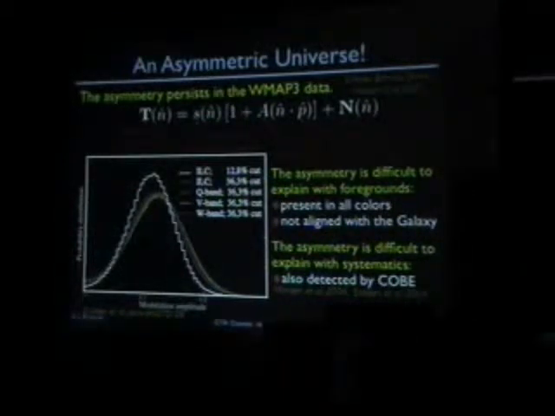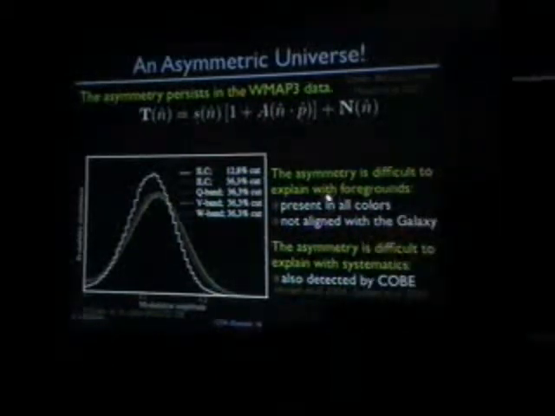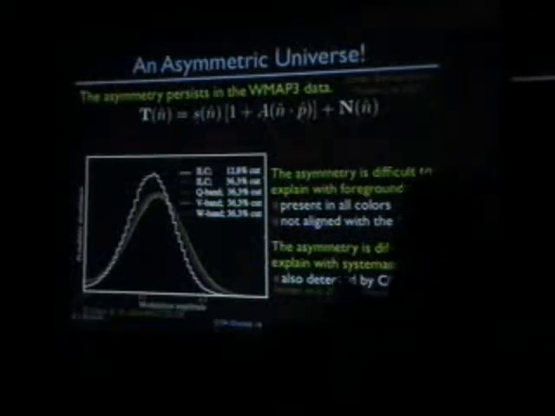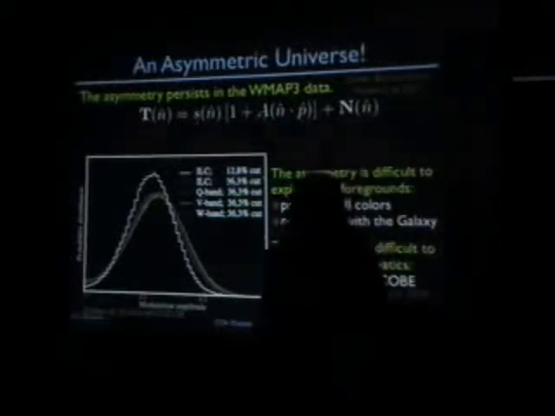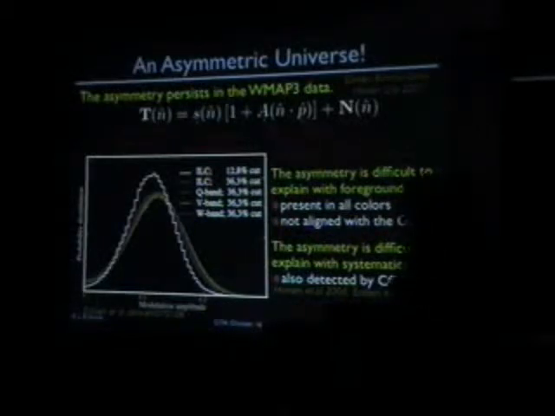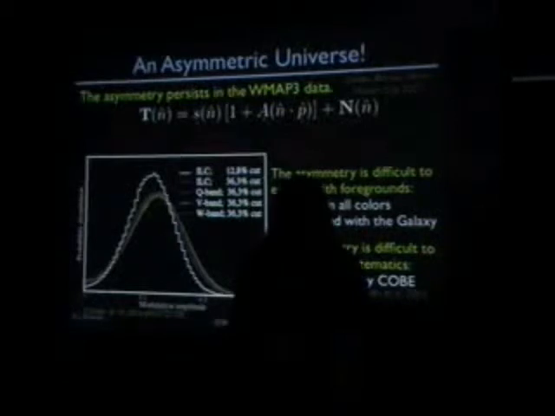So the asymmetry is rather difficult to explain with foregrounds, largely because it's present in all colors. As you can see here, it's basically the same for the 3 frequency bands and the linear combination. It's also not aligned with the galaxy, as we would expect foregrounds to be. It's also difficult to explain with WMAP systematics because COBE actually saw the exact same thing, albeit at lower statistical significance because of the larger error bars.